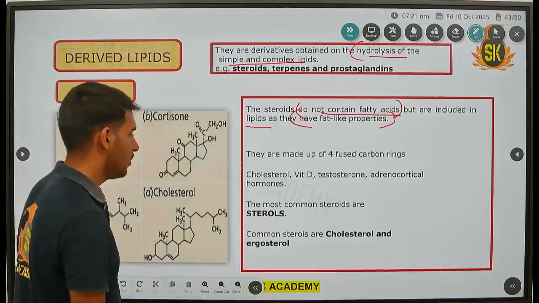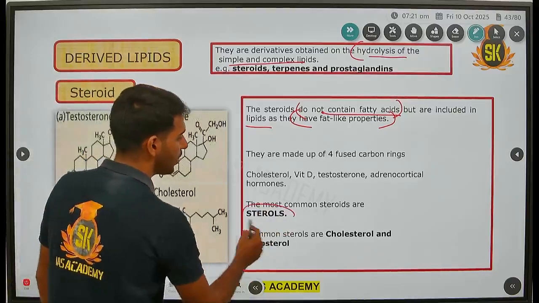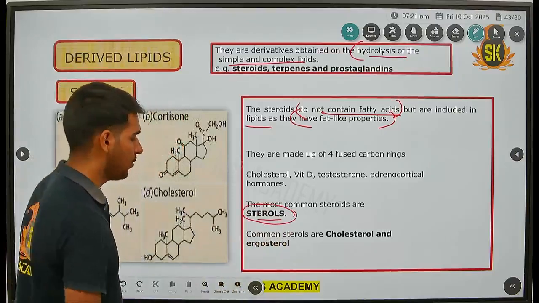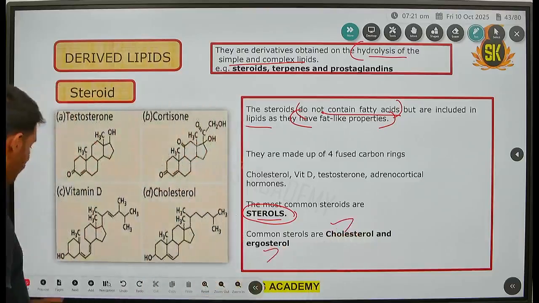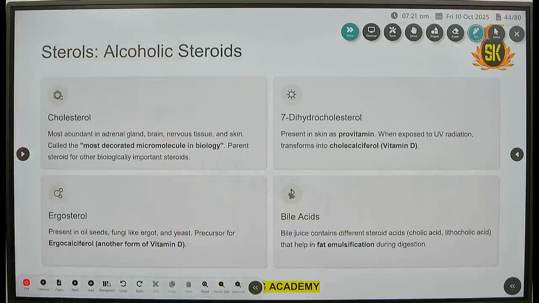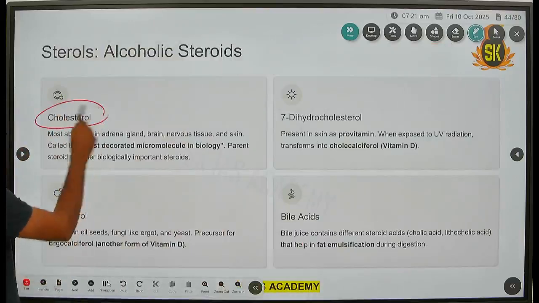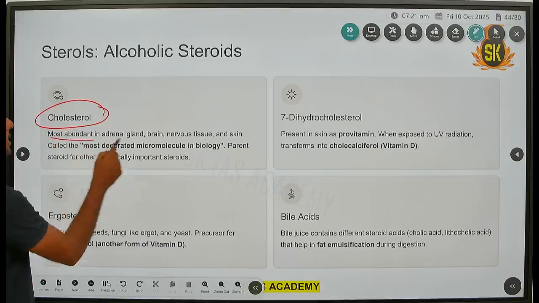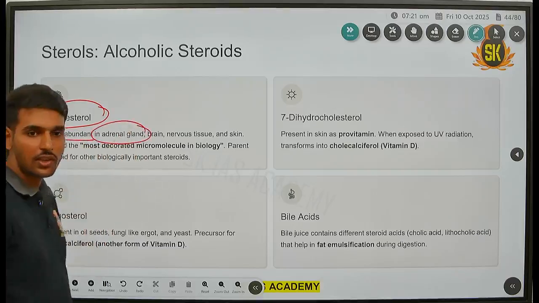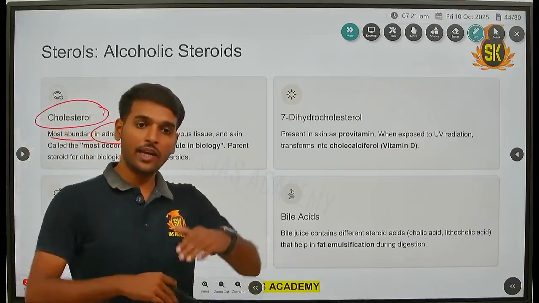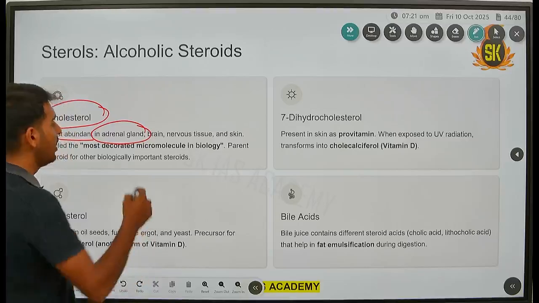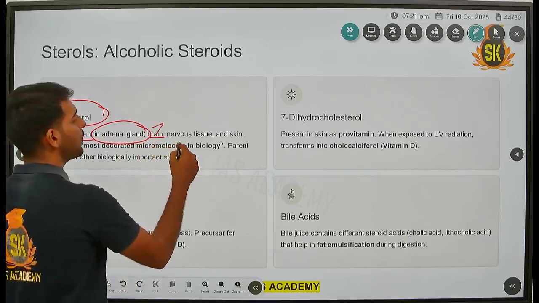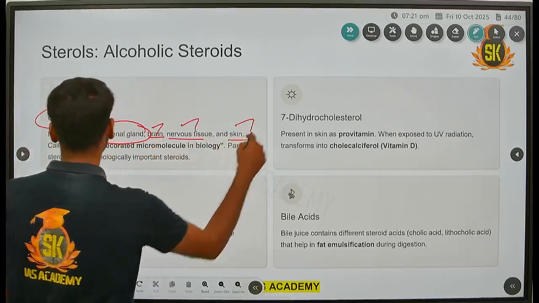Okay. So the most common steroid is sterol, cholesterol, ergosterol. We'll be dealing with them. So cholesterol is most abundant in the adrenal gland. So what is the adrenal gland? Located superior to the kidneys, each kidney. Brain also it is present, nervous tissue also, and on the skin.